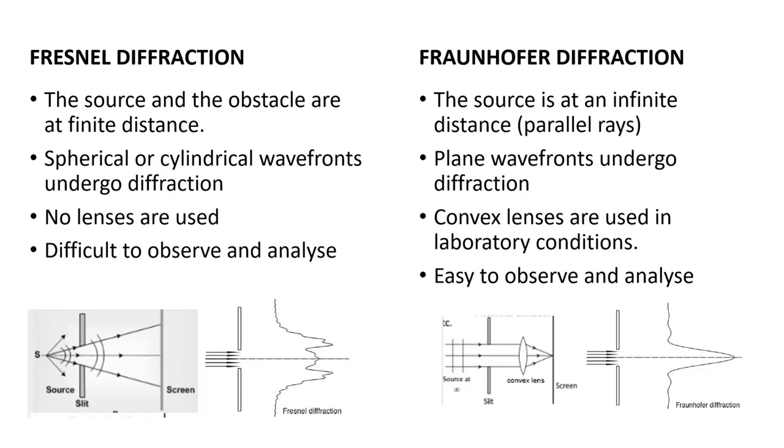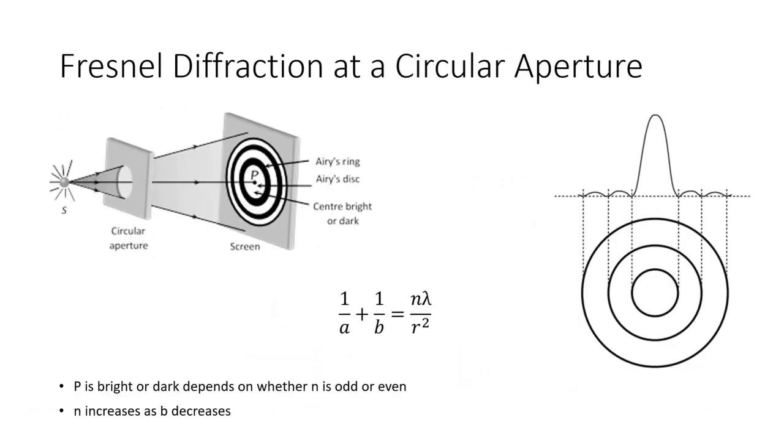In Fraunhofer diffraction, the source, the obstacle as well as the screen are at infinite distances, so that the wavefronts we are talking about here are plane wavefronts. If we do not have an infinite distance, we use some convex lenses to make them appear as parallel light. So the first type of diffraction pattern we have discussed is the Fresnel diffraction at a circular aperture.